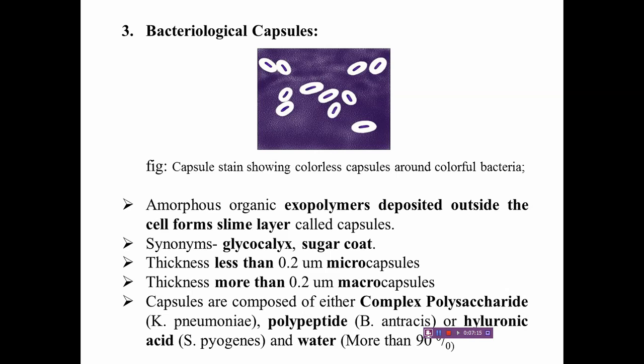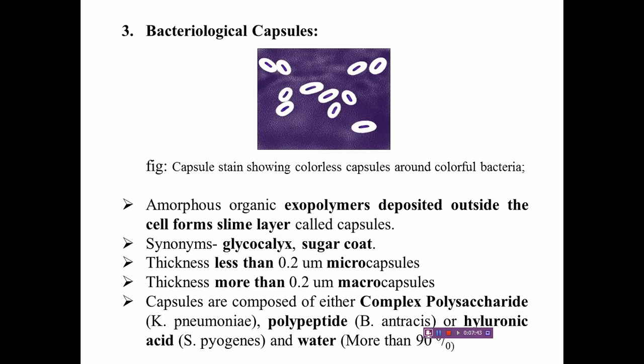it serves as a reserve source of water, and a reserve source of food. When sugars or carbohydrates are not present, the sugars which are present in the capsule are utilized, and that is why the capsule has the synonym glycocalyx, or sugar coat. The sugars present in the slime layer surrounding the cells are utilized when the cells are subjected to starvation.